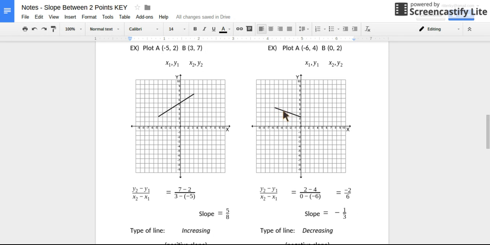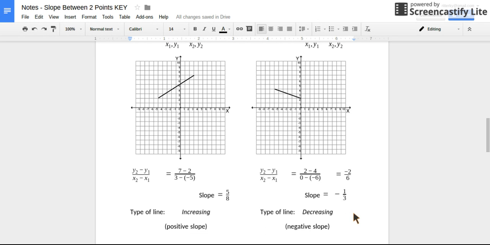When I plot these points and connect them, I can see that my line is going down. So that matches with a negative slope. And we describe that line as a decreasing type of line because it has a negative slope or because it's going down from left to right.